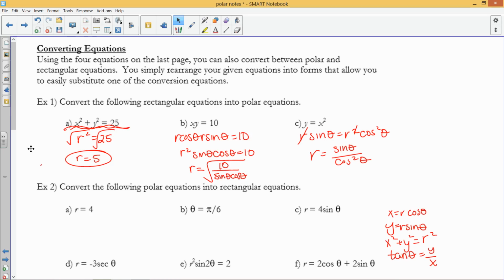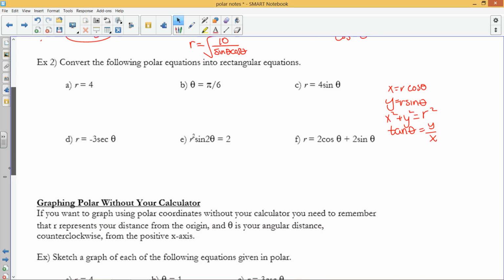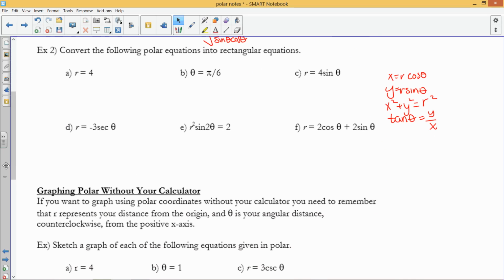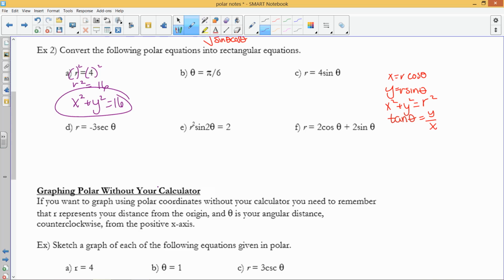All right. So we're going to use those same conversion equations again. But this time, what we usually end up doing if you're going from polar into rectangular is modifying the polar equation first to make it look like one of these and then doing a conversion. So r equals 4. I don't really have anything over here that says just r. I do have r squared though. So the first thing we want to do here is square both sides. So now I have r squared equals 16, which makes it x squared plus y squared equals 16.